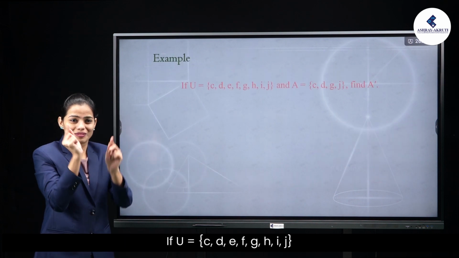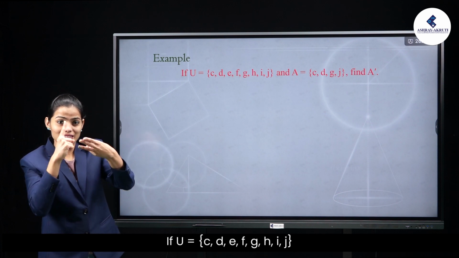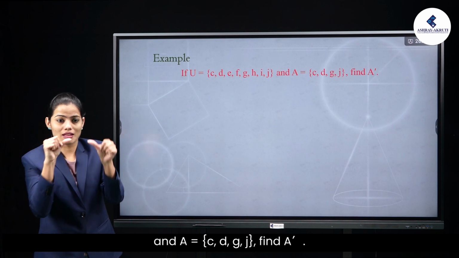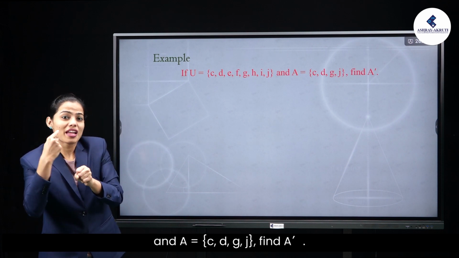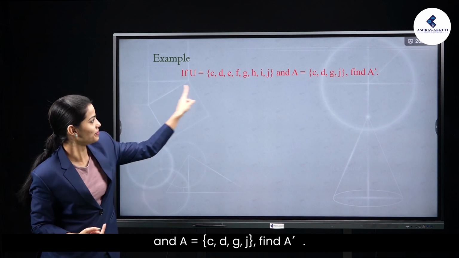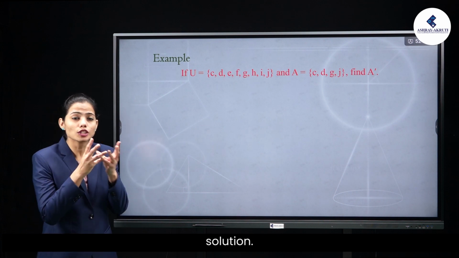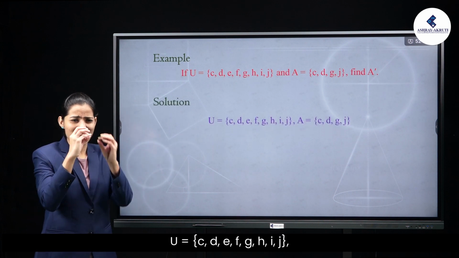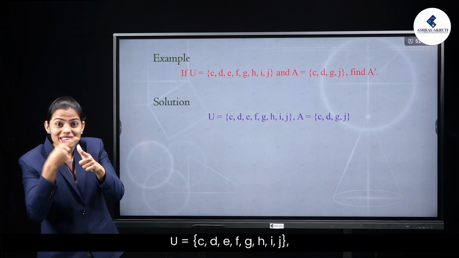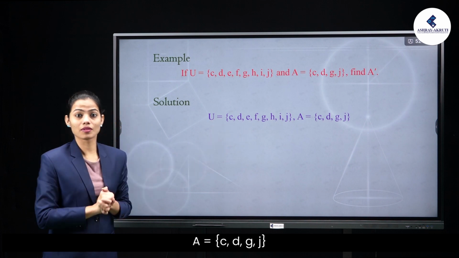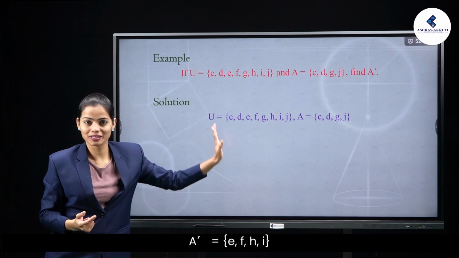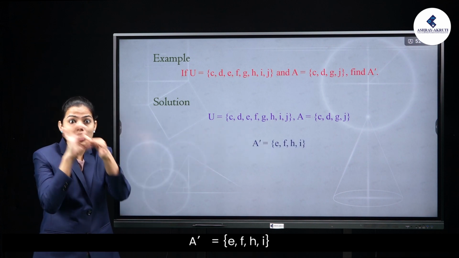Example: if U = {C, D, E, F, G, H, I, J} and A = {C, D, G, J}, find A dash. Solution: U = {C, D, E, F, G, H, I, J}. A = {C, D, G, J}. A dash = {E, F, H, I}.